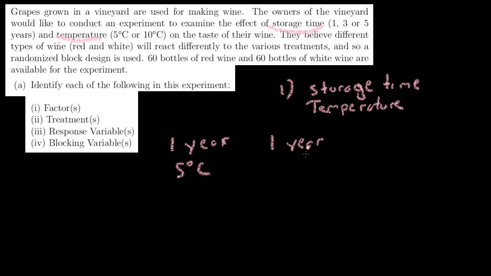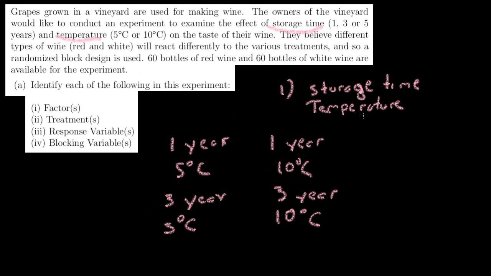Celsius, so 1 year and 10 degrees Celsius, or we can have 3 years and 5 degrees Celsius, or we can have 3 years and 10 degrees Celsius, and lastly we can have the 5 years and 5 degrees Celsius, and 5 years and 10 degrees Celsius. And there you have it. All of these would be our treatments.